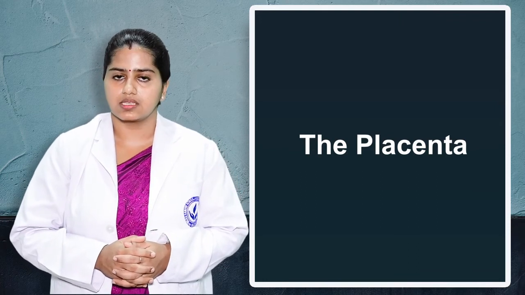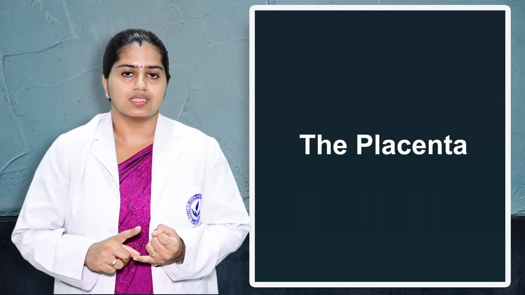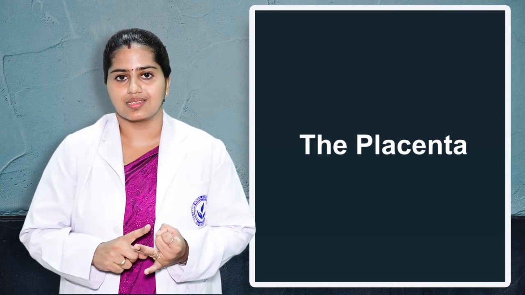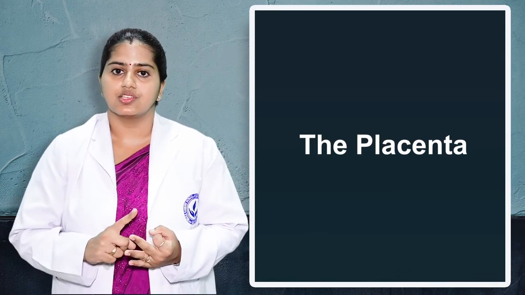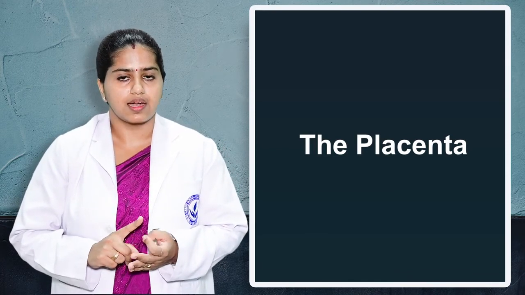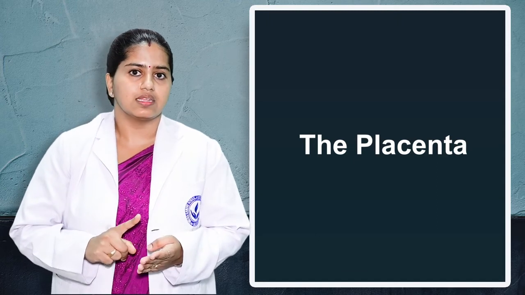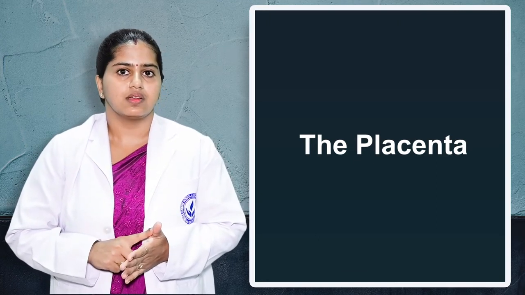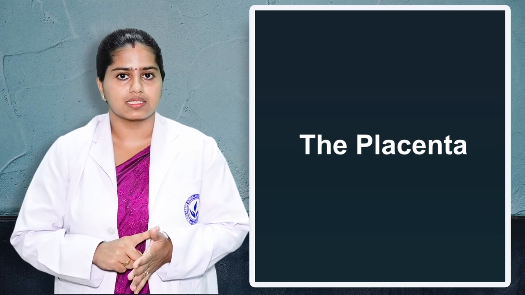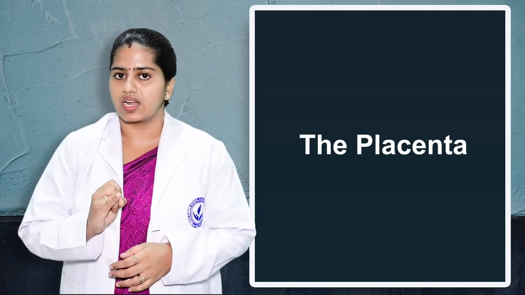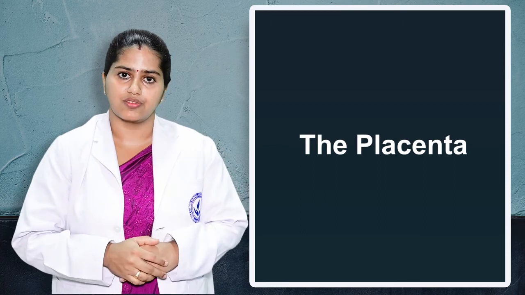So today we have discussed what the placenta is, the meaning of placenta, then the surfaces of placenta, structure of placenta, regarding the villi, types of villi, next placental circulation, that is uteroplacental circulation and fetal circulation. Then we have seen the functions of the placenta, then abnormalities of the placenta.